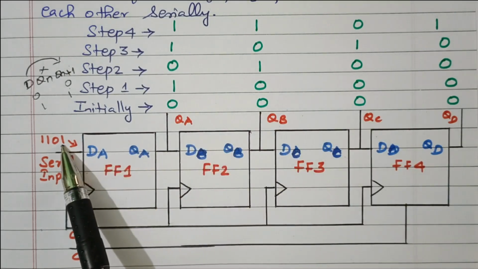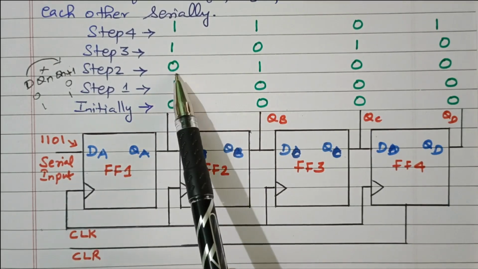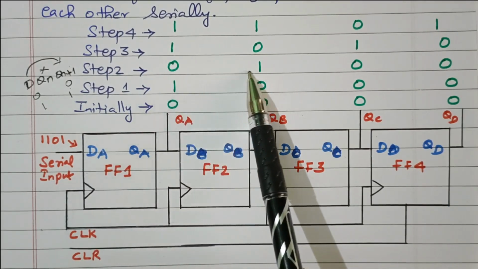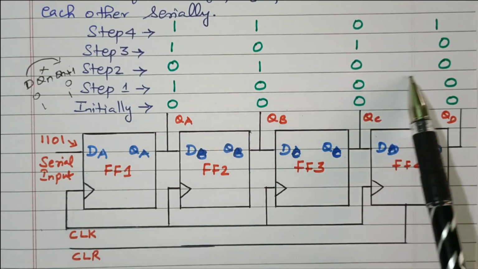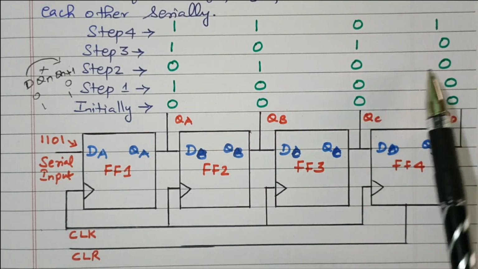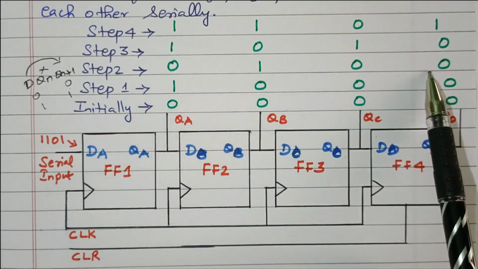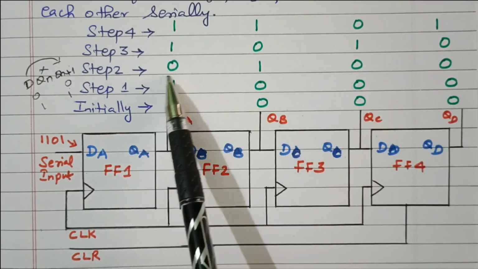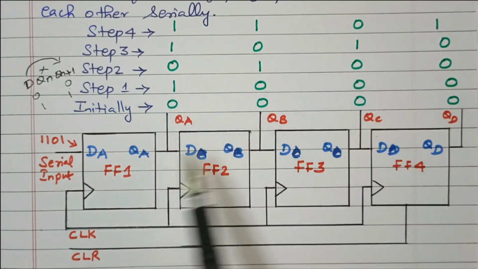In the second clock pulse, we are sending again 0. We are sending data input as 0. What will happen? This 1 will transfer to the next flip-flop, this 0 will transfer to the next flip-flop, and this 0 transfers to the next flip-flop. So after applying the second step, the data becomes 0, 1, 0, 0.